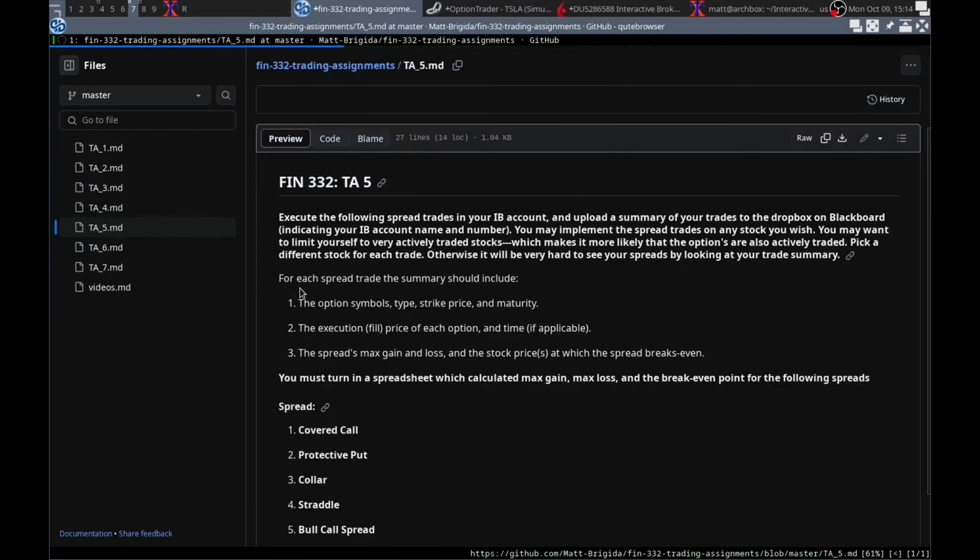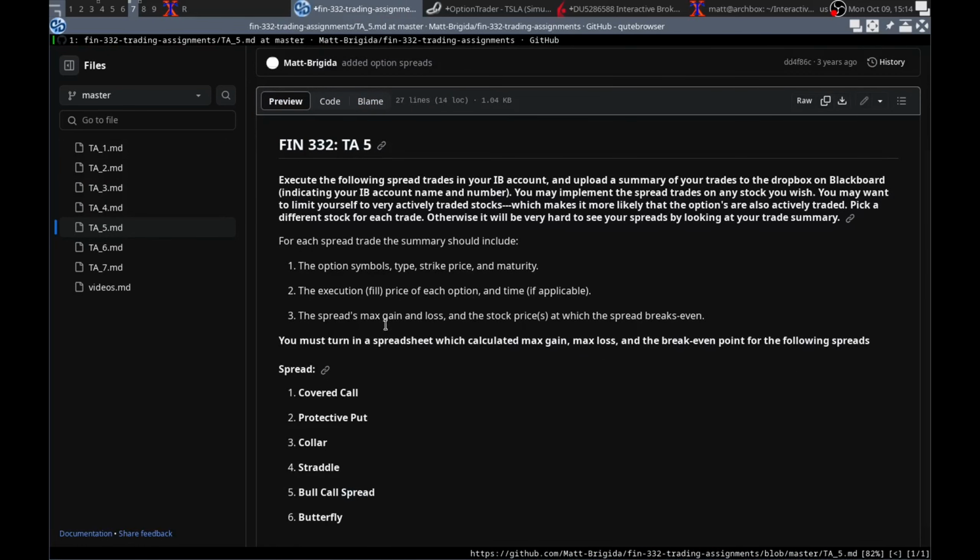Last thing to say is in trading assignment 5, you have to trade spreads. This isn't difficult. I don't tell you what stock to trade. So if I want to trade a covered call, right?